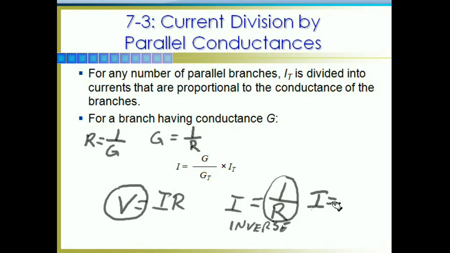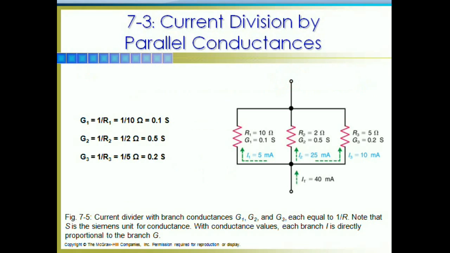we get current is equal to conductance. We have a direct relationship between current and conductance. And now you can treat it just like you did resistance and voltage in a series circuit. So if you want to know the current flow through any given branch, there we go.